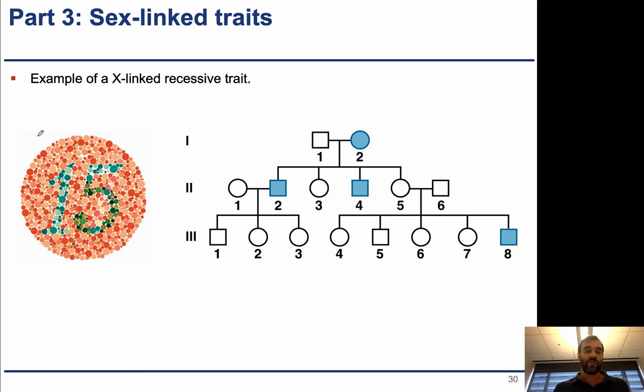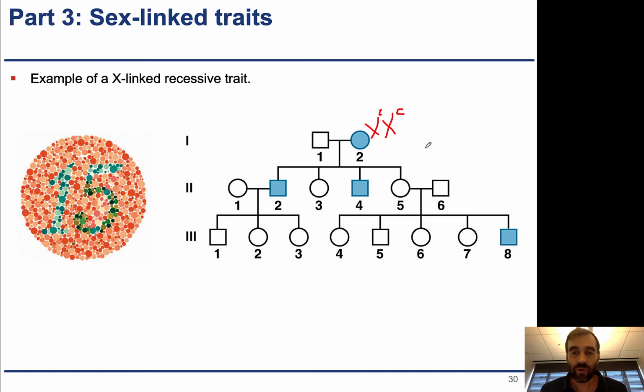So probably some of you in the class will not even be able to see that there's a 15 within this group of dots, because you might be red-green colorblind. And one of the ways that you can distinguish this is you look for rules where, if the gene is X-linked, then certain things must happen.